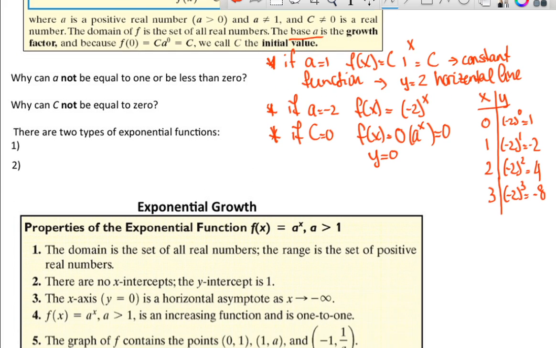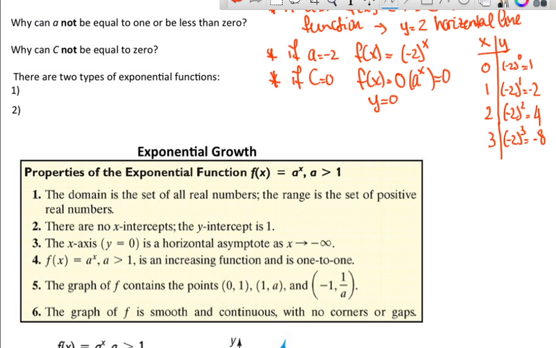So that leaves us with two types of functions, and the first one is right here. There are two types of exponential functions. The first one is growth, and we'll see the second one here is decay. Exponential growth occurs when a is larger than 1. For example, if I looked at f of x equals 2 to the power of x, in this case a is 2, the base is 2, clearly greater than 1.